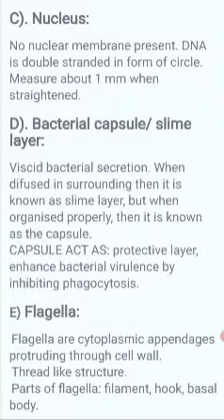Now comes a really important thing known as the nucleus. No nuclear membrane is present in the nucleus of a bacterium. DNA is double stranded in the form of a circle. It measures about 1 millimeter when straightened. Now comes the bacterial capsule, which is also known as the slime layer. A viscid bacterial secretion, when diffused in the surroundings, is known as the slime layer, but when organized properly, it is known as the capsule.